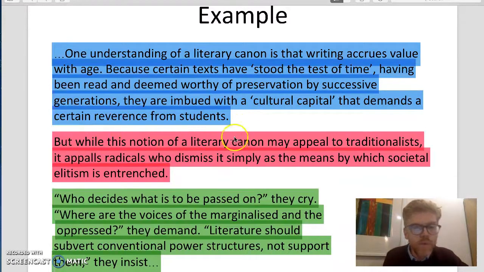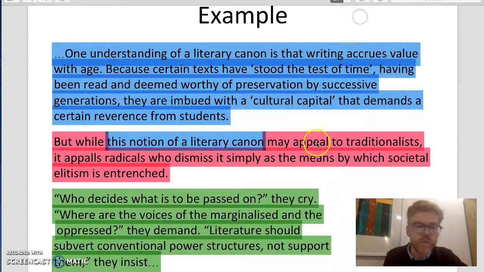So this: but while this notion of a literary canon may appeal to traditionalists, it appalls radicals who simply dismiss it as the means by which societal elitism is entrenched. So this notion of a literary canon is exactly what we've been talking about in the blue paragraph, in the paragraph above. Okay, this notion of a literary canon. But what part of this red paragraph introduces what is to come in the green paragraph?